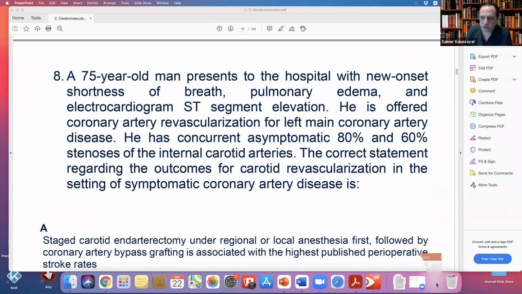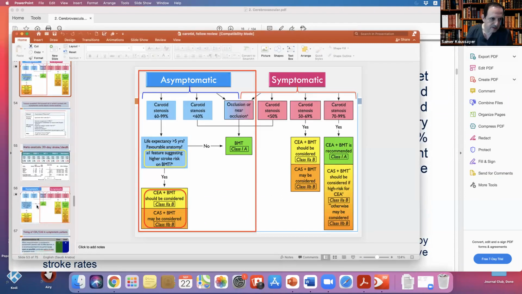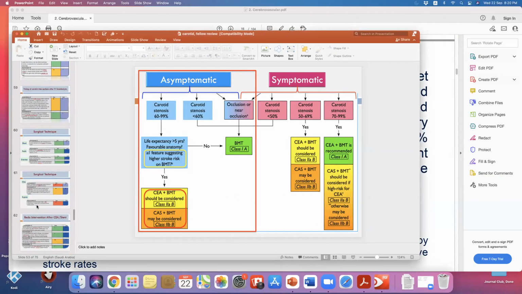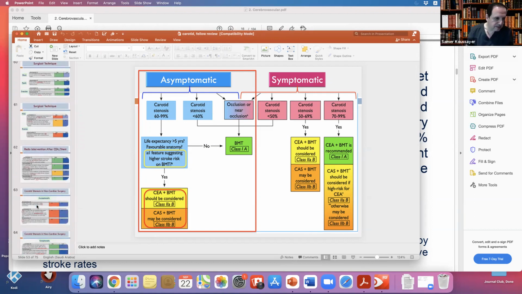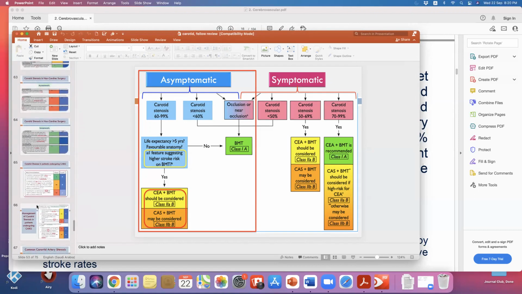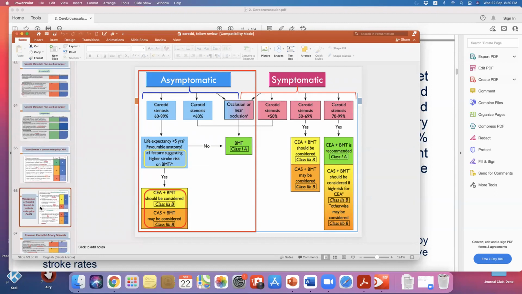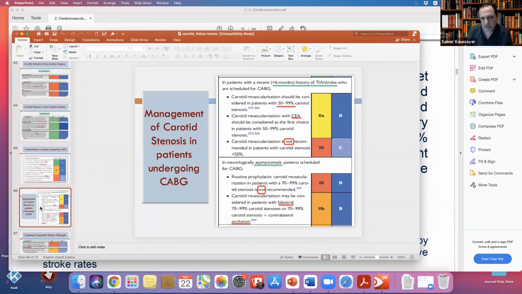Yes, this is a guideline. Let me show you the guideline. I agree 100%. If it is 80%, I will leave him alone, as you said. Let me see. Left main. The problem is it is a left main. Here, let me show you. Do you see my screen now?